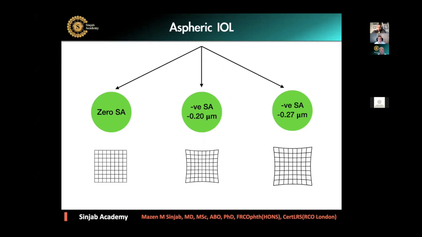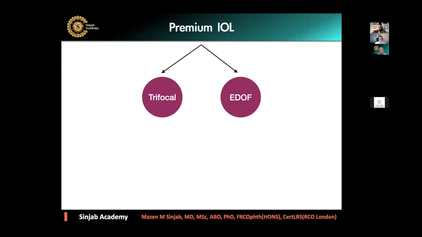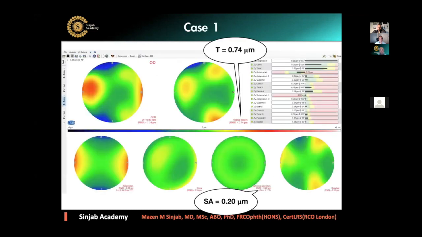The aspheric IOLs are of three types based on the amount of spherical aberration that they generate. Zero spherical aberration, or the neutral one, doesn't generate any spherical aberration. Negative spherical aberration generating minus 0.20 microns, and negative spherical aberration generating minus 0.27 microns. Premium IOLs are of two types, trifocal and EDOF. This is what we are going to talk about, inshallah, in part 2.